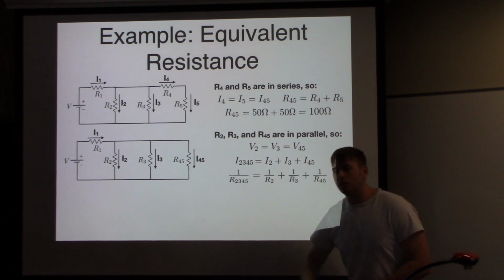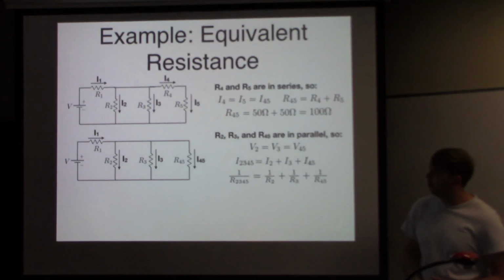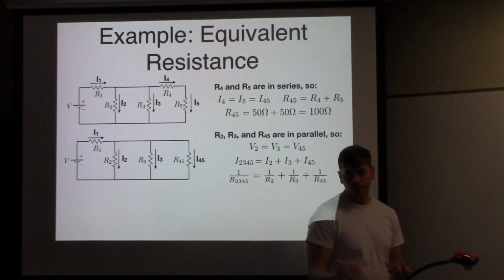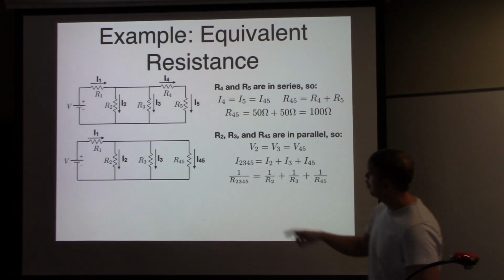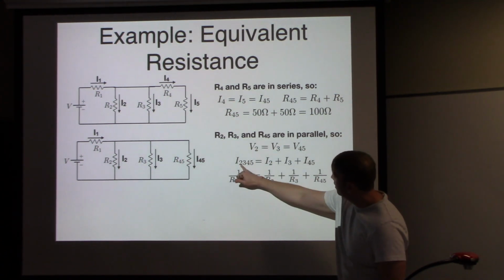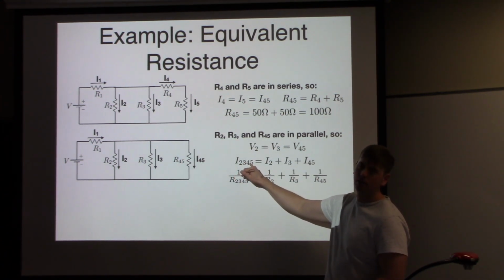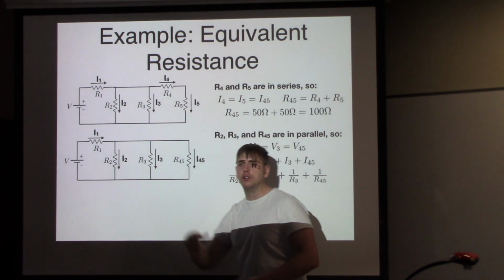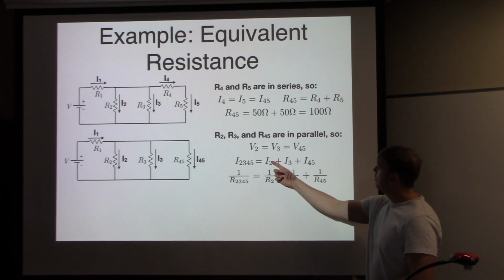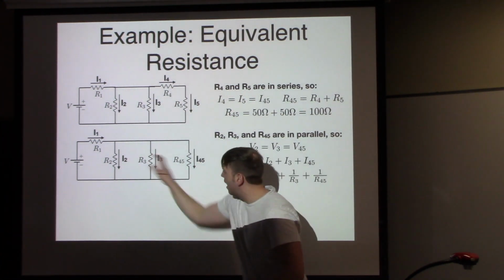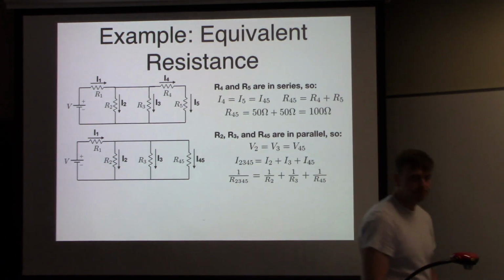But currents, they work a little bit differently. So the way currents work when you have resistors in parallel is that they add together. So if I have some kind of total current flowing through all 3 of these, and we're going to call that I2, 3, 4, 5. Now it's getting a little heavy with the notation, but it's the combined current of all of these. That's just going to be I2 plus I3 plus I45. In other words, these just add together to give you the total current.